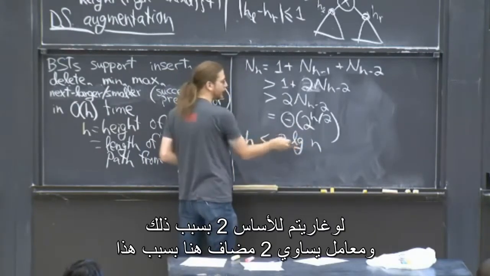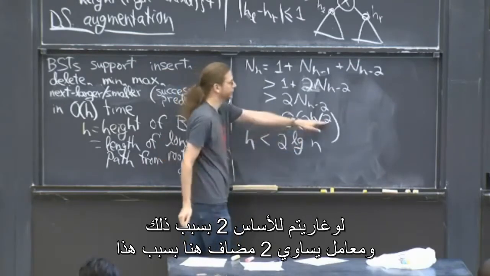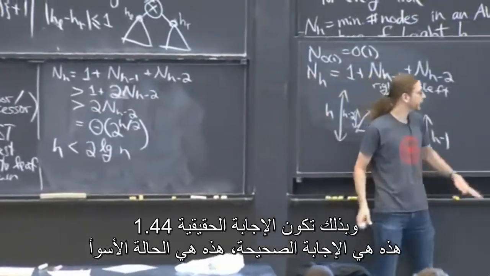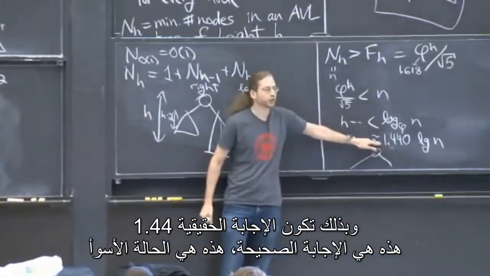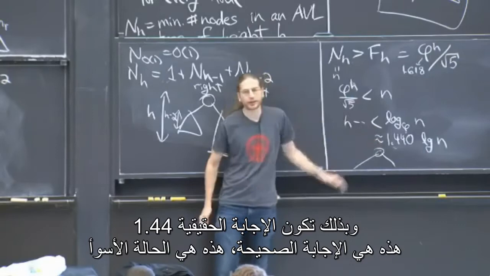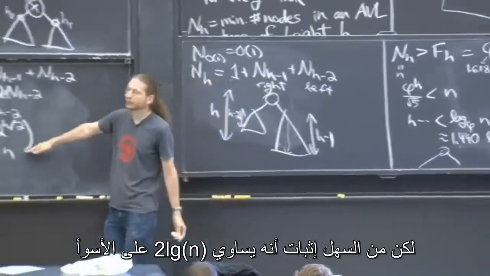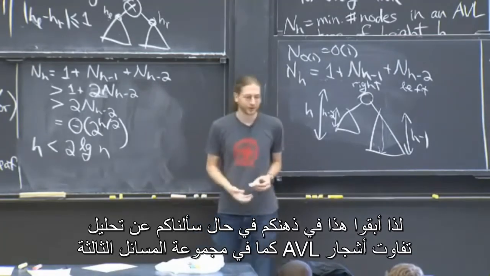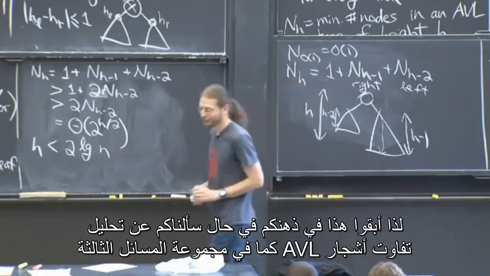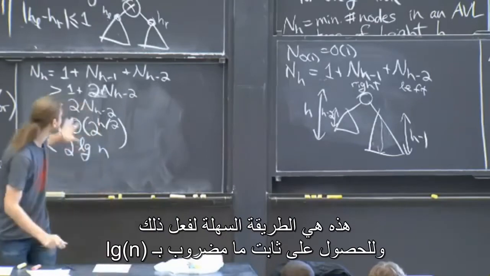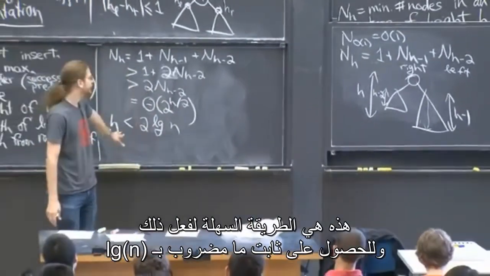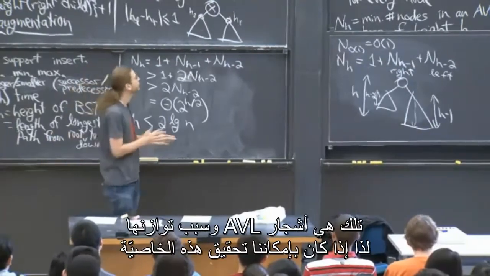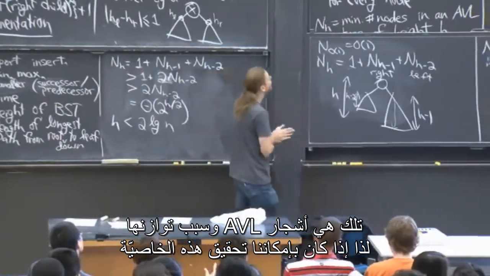Log base 2, because of that, factor 2 out here. You take the log, and so the real answer is 1.44. This is the correct worst case. But it's really easy to prove that it's at most 2 log n. So keep this in mind in case we ask you to analyze variance of AVL trees, like in problem set 3. This is the easy way to do it, and just get some constant times log n. Clear? All right, so that's AVL trees, why they're balanced.